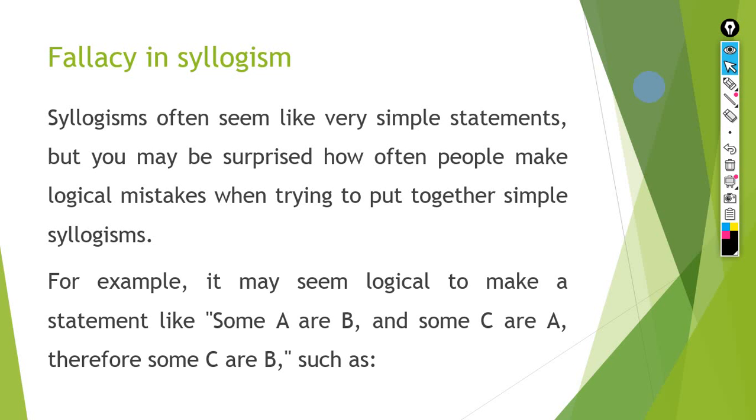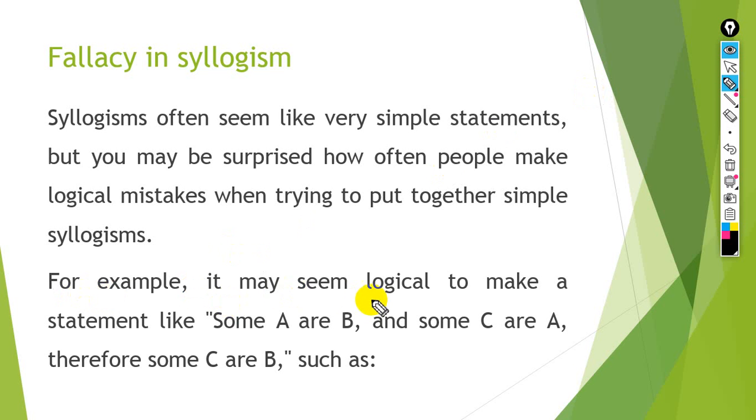Then I have discussed different rules for syllogisms. Now, fallacy in syllogisms means the mistakes that we make in syllogisms. So we should keep those mistakes in mind. Syllogisms often seem like very simple statements, but you may be surprised how often people make logical mistakes when trying to put together simple syllogisms. So when we are writing a syllogism, we sometimes make logical mistakes. What are those mistakes?